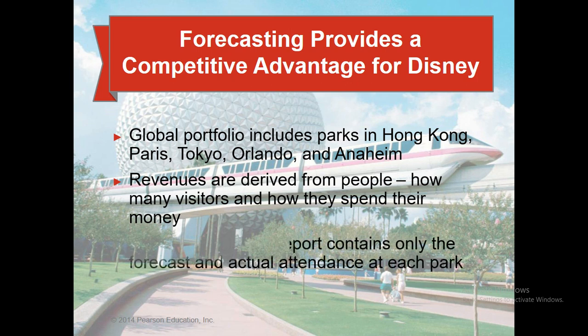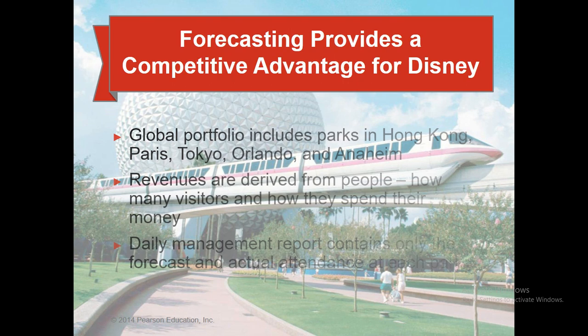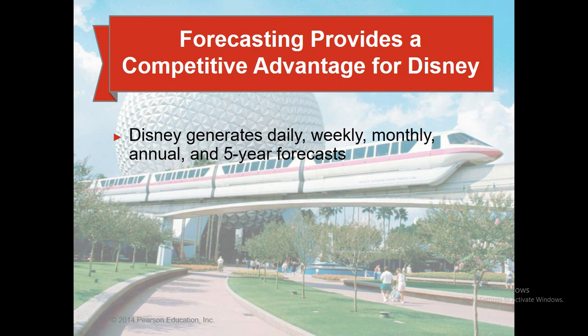So the daily management report contains only the forecast and actual attendance at each park. To ensure a very high level of customer satisfaction, they have to do a daily management report in order to cater to the number of tourists that go in Disneyland. So the daily management report, guys, generates daily, weekly, monthly, annual, and 5-year forecasts.